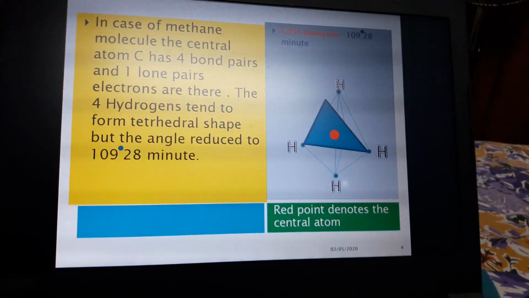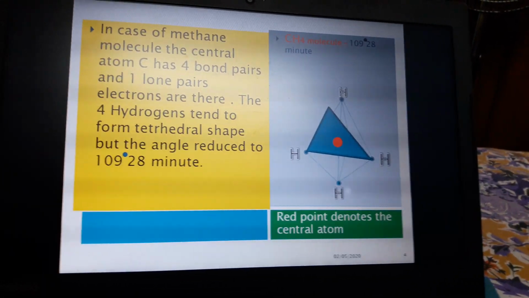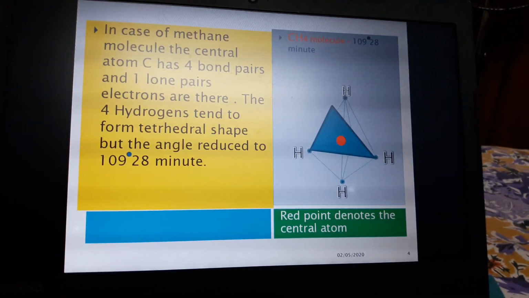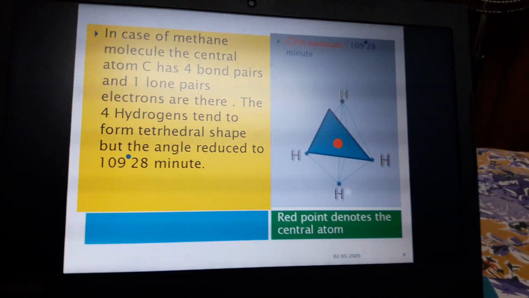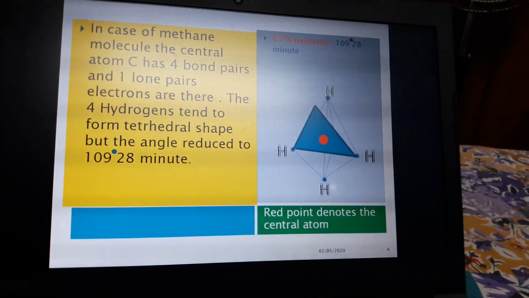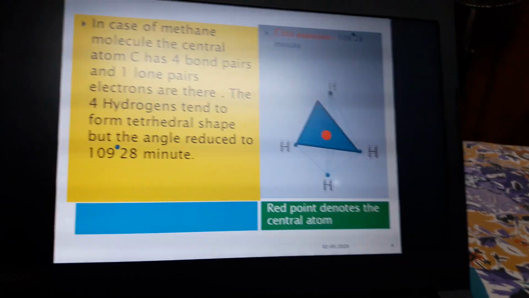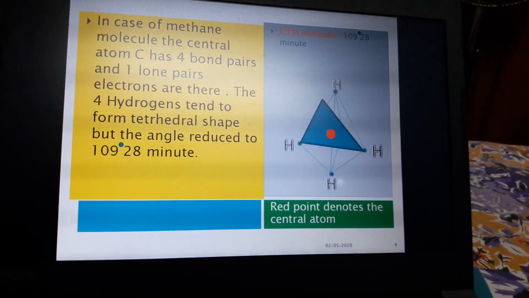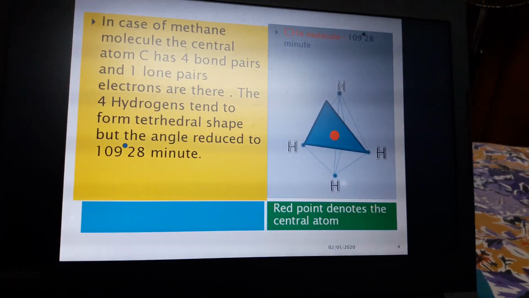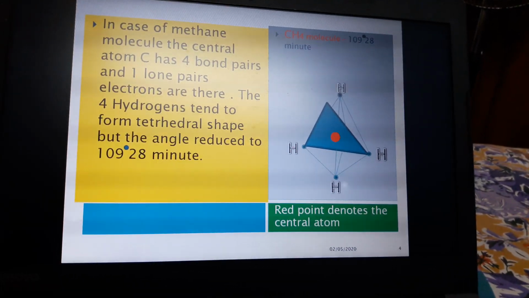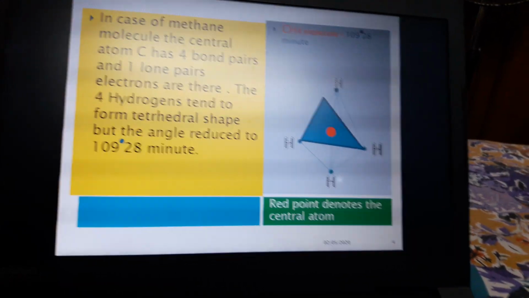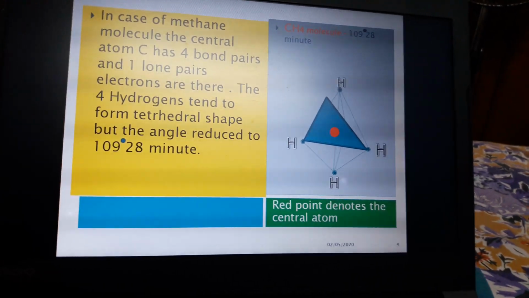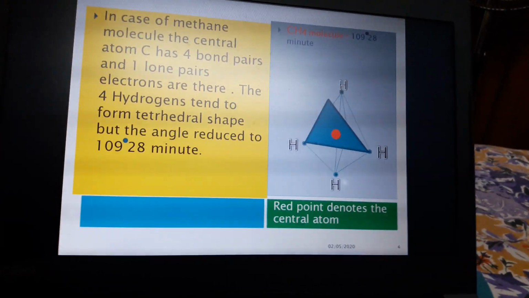Next is the methane molecule. In case of methane, the central atom carbon has 4 bond pairs and no lone pair of electrons. The 4 hydrogens form a tetrahedral shape, with an angle of 109 degrees 28 minutes. Here the red point denotes the central atom, the carbon atom.